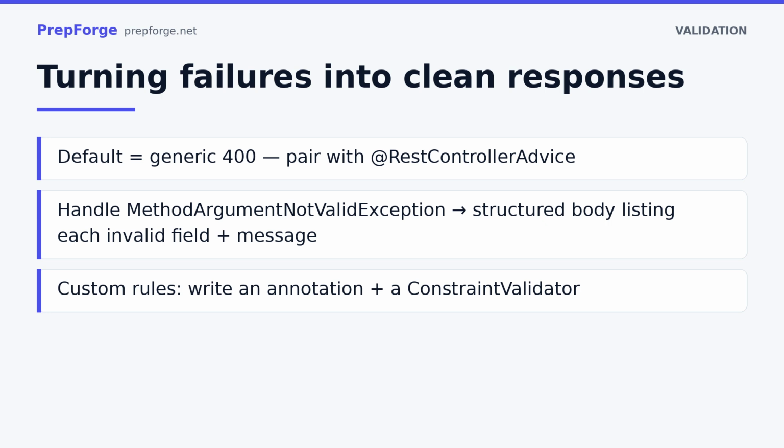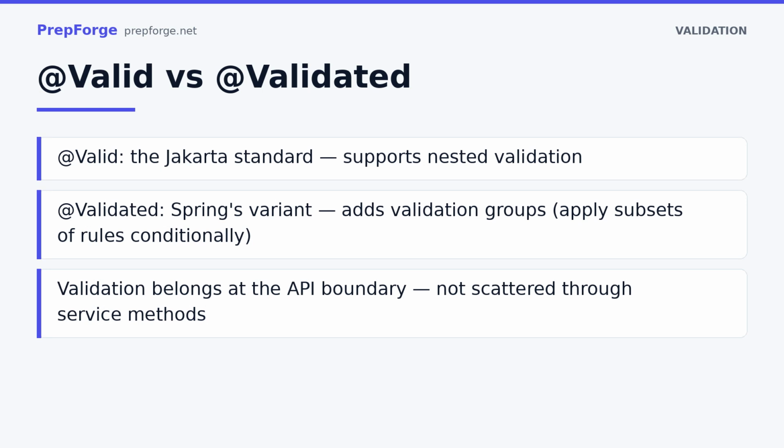ConstraintValidator implementation. One distinction to keep sharp: @Valid versus @Validated. @Valid is the Jakarta standard and supports nested validation. @Validated is Spring's variant, which adds validation groups, letting you apply different subsets of rules in different contexts.